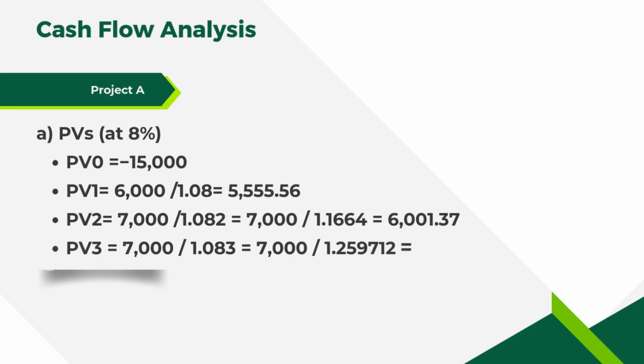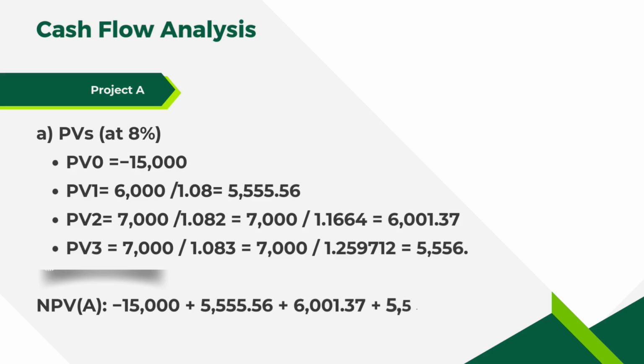A, PVs at 8%. PV0 equals negative 15,000. PV1 equals 6,000 divided by 1.08 equals 5,555.56. PV2 equals 7,000 divided by 1.08 squared, which is 7,000 divided by 1.1664, equals 6,001.37. PV3 equals 7,000 divided by 1.08 cubed, which is 7,000 divided by 1.259712, equals 5,556.83.